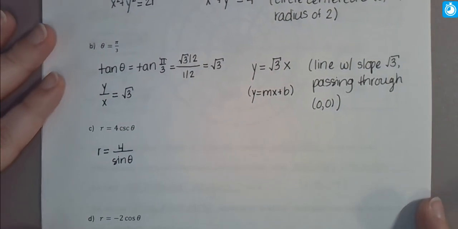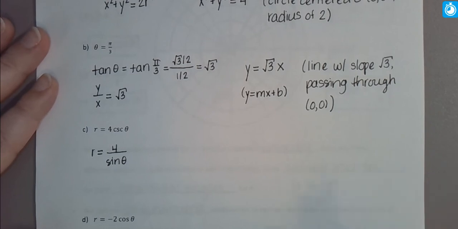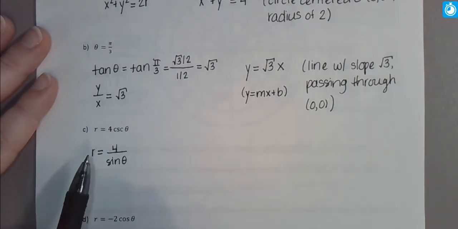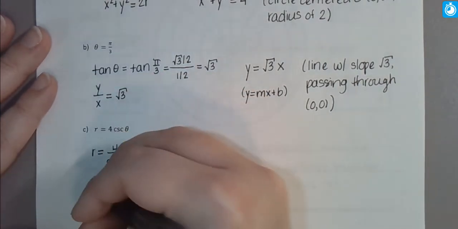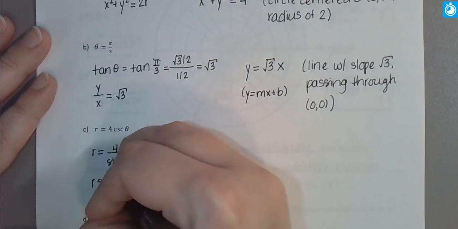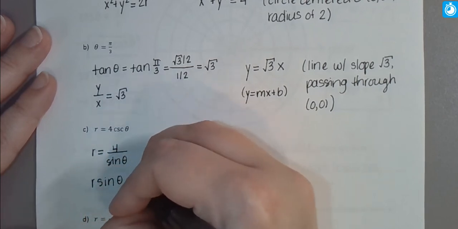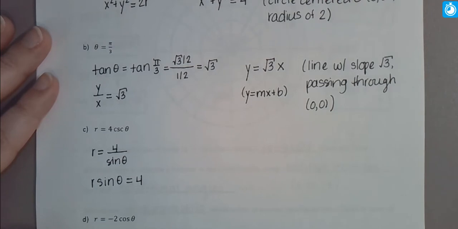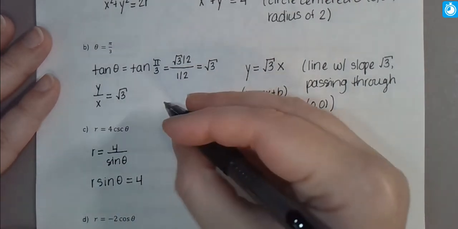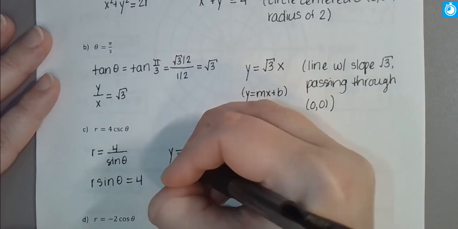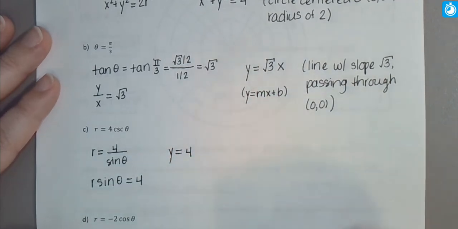So we converted cosecant into its reciprocal, 1 over sine, and now we're going to move that sine theta over, which is going to give us r times the sine of theta is equal to 4. And based on our conversion, r times the sine of theta is going to be the same thing as y. So we have y is equal to 4.